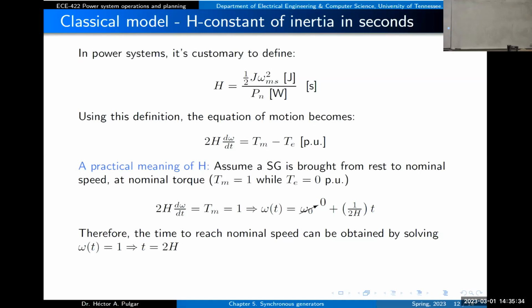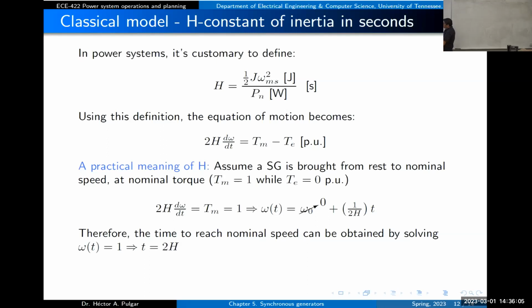A final comment on this part is, okay, this is a nice definition for H, it's in seconds. But what else can we say? I typically like to give some practical definition. Why? Because I will not forget. If I just stay with the mathematical definition, sometimes that doesn't sink in. So we need some practical definition, and here it is.